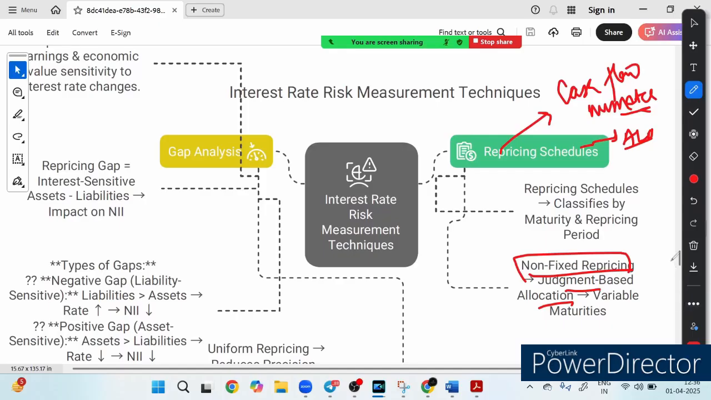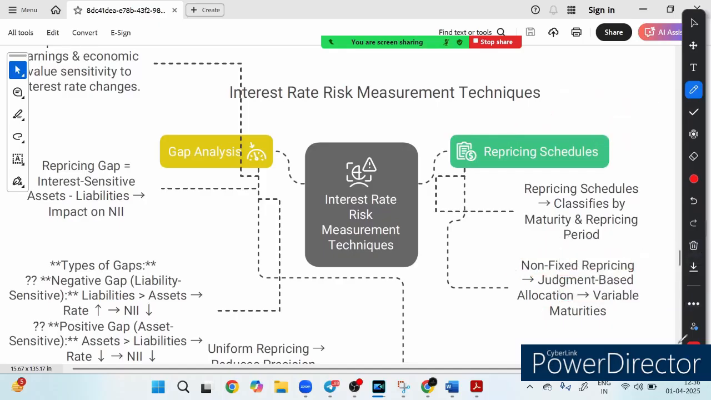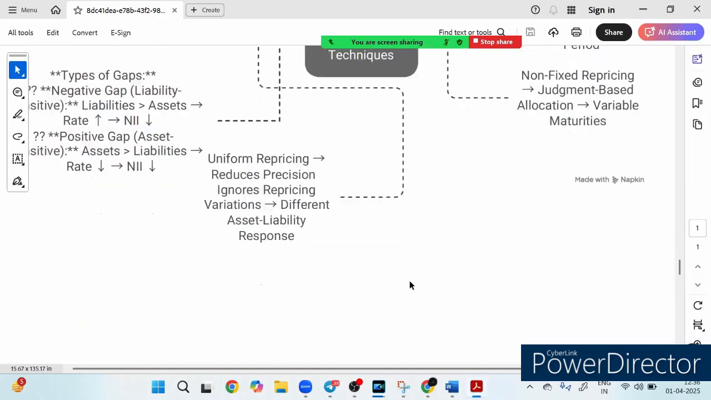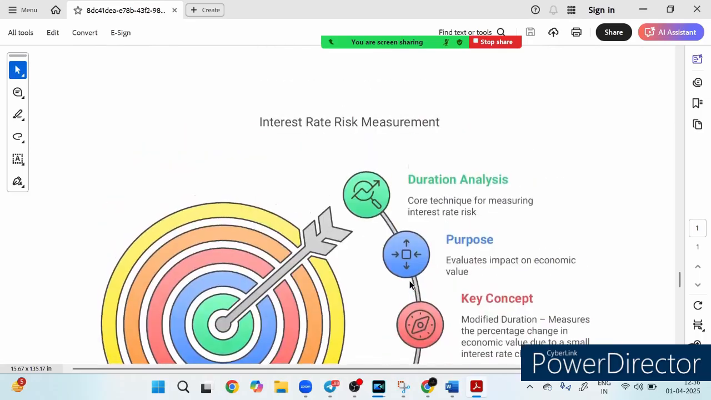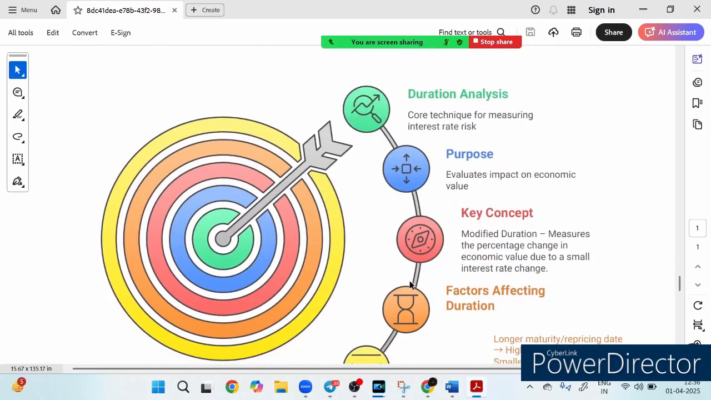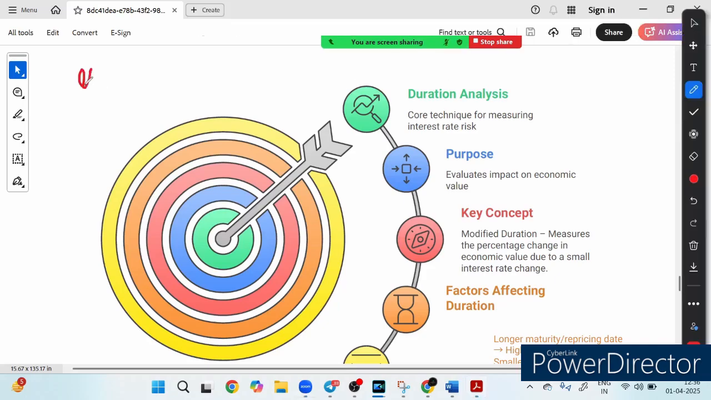Every aspect we have just covered now. Now friends, let's switch our focus to the next topic after this interest rate risk management. We have one more technique called duration analysis. Interest rate change can significantly impact a bank's economic value, and one of the most powerful tools to measure this is called duration analysis. So what is duration analysis? It is a core technique used to evaluate how change in interest rate affects the economic value of assets and liability. There is something called economic value of what?